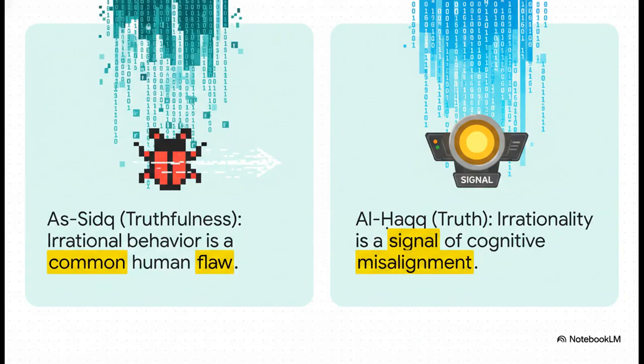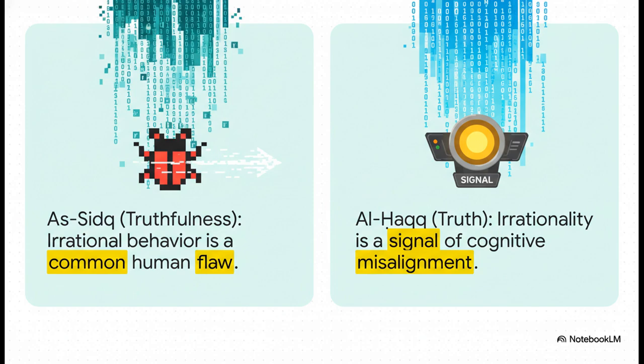Let's make this super practical. So on the surface, that's al-sidq. You might look at someone's irrational behavior and just go, people are so flawed. You know, you see it as a bug in the system. But if you press that observation, you get a totally different truth, al-haq. Suddenly, that irrationality isn't a random bug anymore. It's a signal. It's a big, flashing warning light on your cognitive dashboard, telling you something's misaligned with how the system actually works.